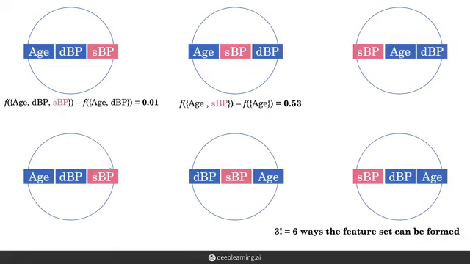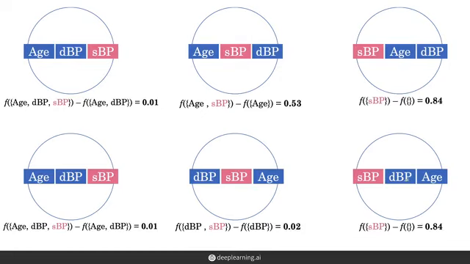We can imagine all possible ways the feature set might be formed. Because there are three features, there are 3 factorial or 6 ways this feature set can be formed. For each of these, we can compute the importance of SBP against the features that appear before it. For example, in third row, second column over here, SBP appears before both age and DBP, so we compute the output of the model with SBP only minus the model with the empty set and take the difference.